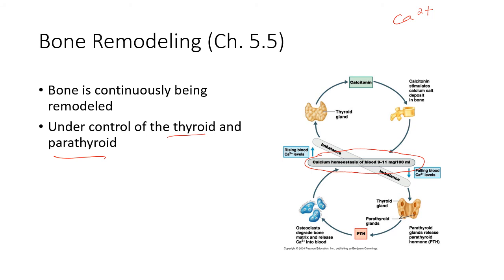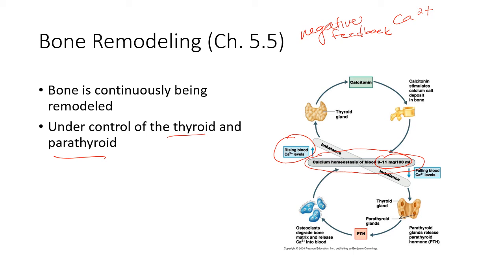So it's a really, really critical mineral that we need to have in our blood, and it needs to be maintained at a very specific level. It should be around 9 to 11 milligrams per 100 milliliters of blood. So there is a negative feedback loop which works to regulate and maintain our calcium level at homeostasis. Let's first look at what happens if blood calcium levels rise.